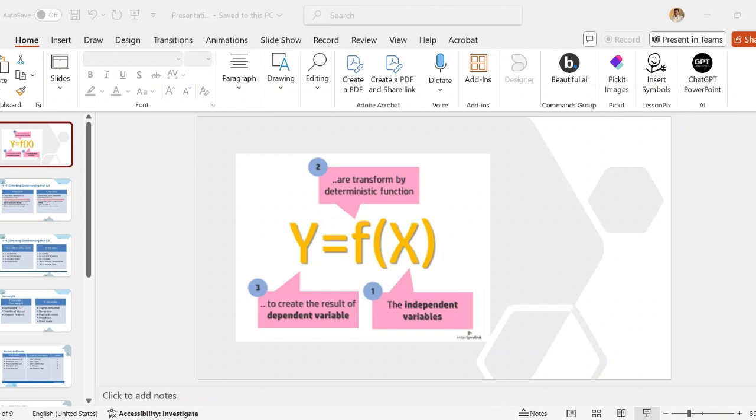Today we are going to talk about this subject: y equal to f(x). This equation is very important in Six Sigma because right from the beginning till the end of any project you do, either it's a yellow belt, a green belt or a black belt, this will be applicable for your entire program. Y equal to f(x). So what is this y equal to f(x)?